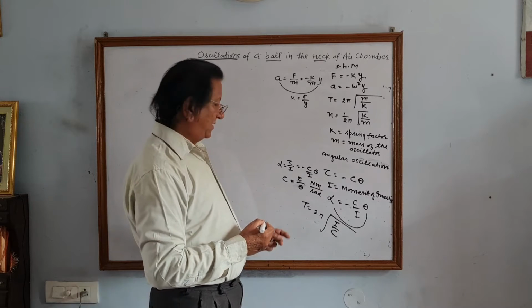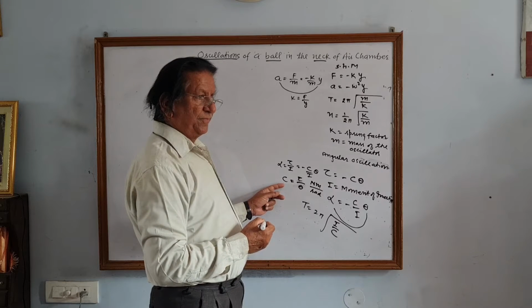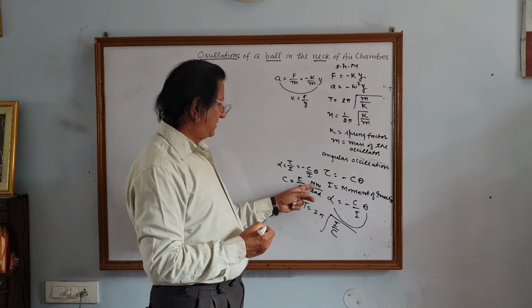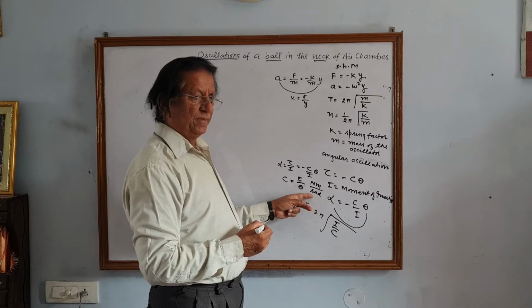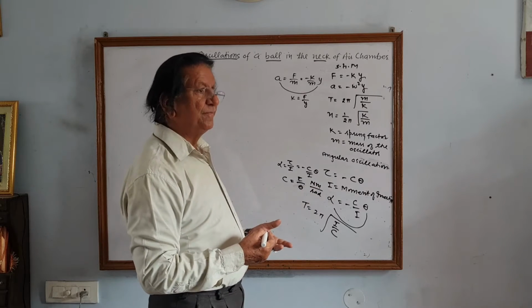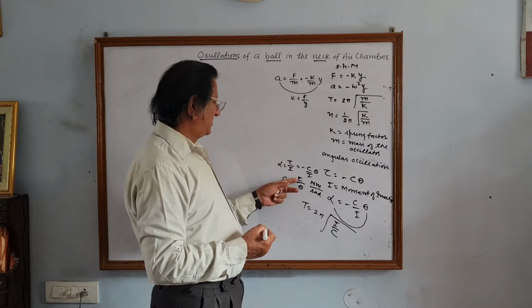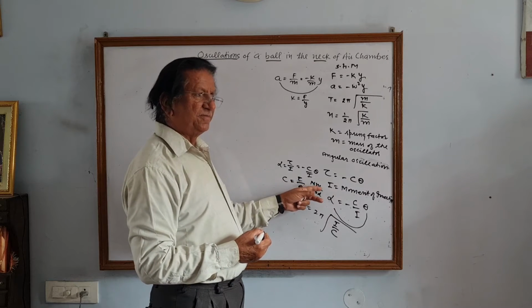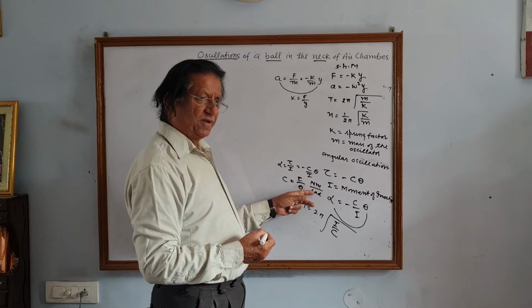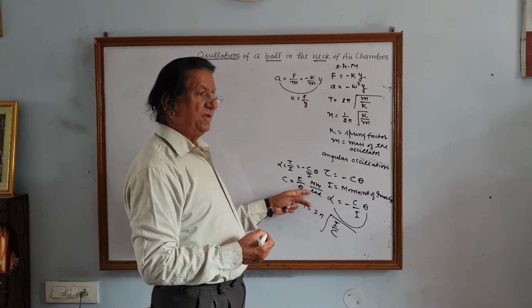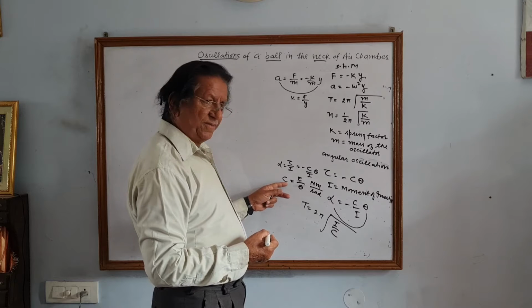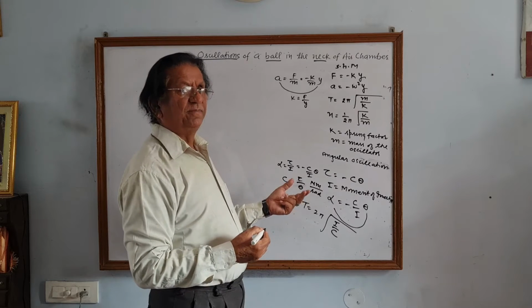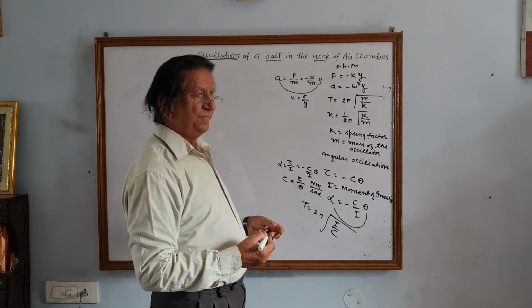The SI unit of C, Newton meter over radian. Newton meter is also joule. Torque has the dimension of work. Newton into meter, force into displacement. So joule per radian or Newton meter per radian. That is the SI unit of C. Similarly, you can derive the dimension formula for C.